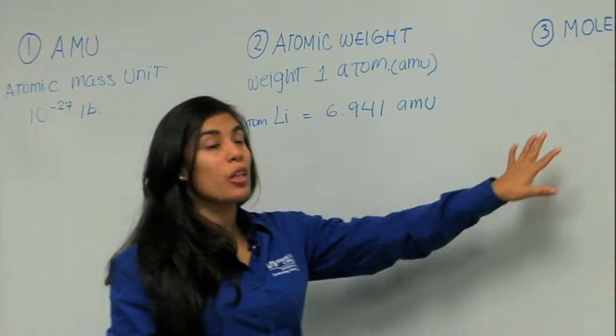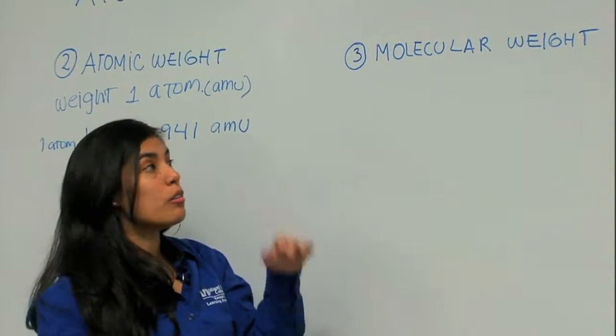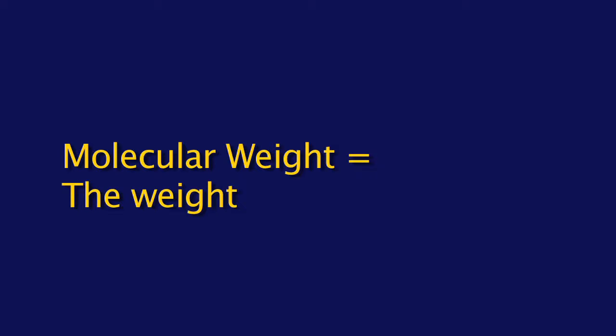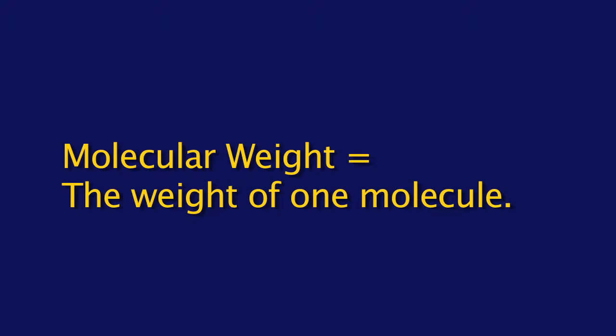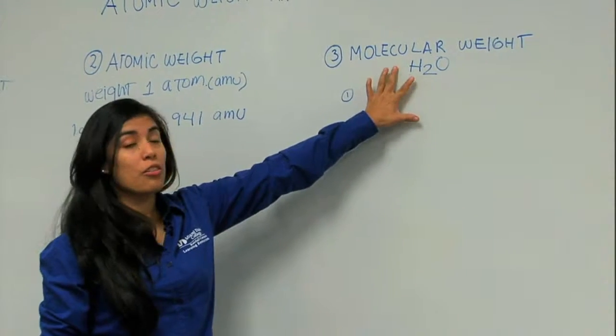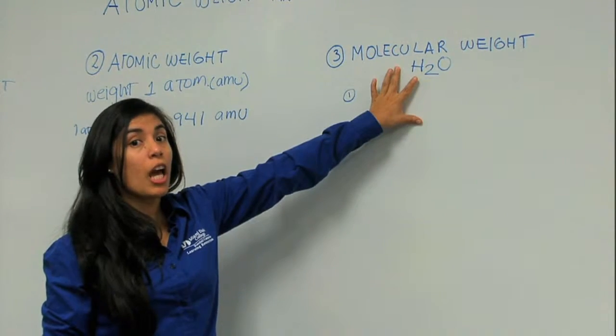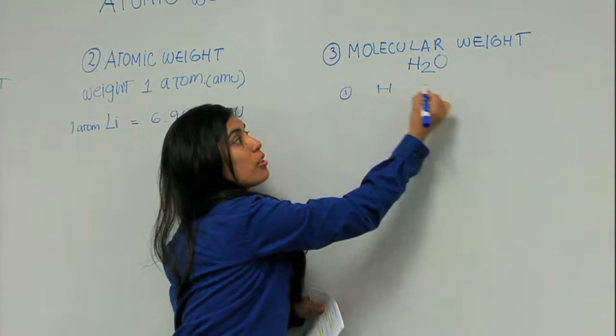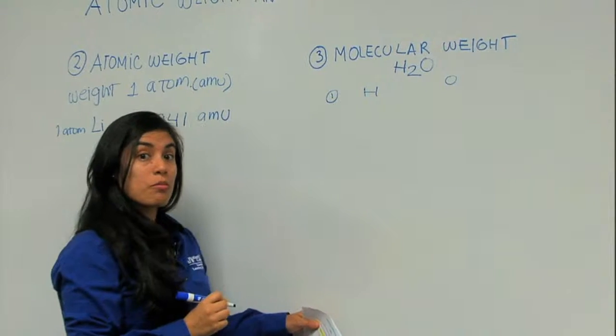Now, what is molecular weight? Well, there are 3 things that I need to know. First, the molecular weight by definition is the weight of one molecule. In this case, let's suppose it's water. First, to calculate this molecular weight, I need to know what atoms are here. I have hydrogen and I have oxygen, right?